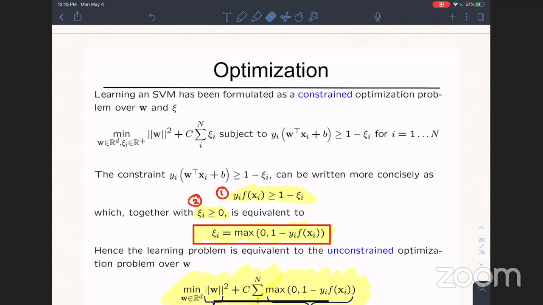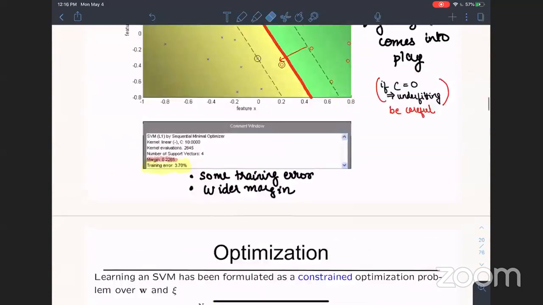So where is eta i equal to 0? Eta i is equal to 0 if you are on your own line of defense, like if you are within your own margin dashed lines. Your eta i would be equal to the second term if your yi f(xi) is less than 1. Then you are incurring some penalty, because what is yi f(xi)?